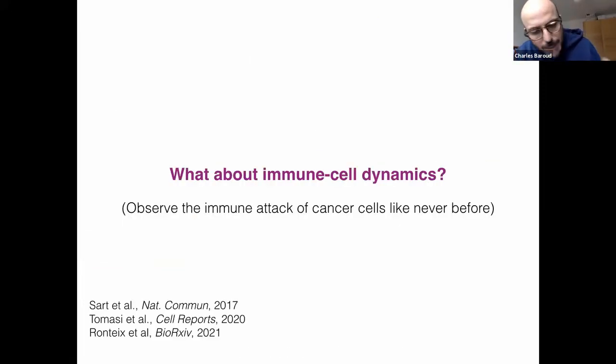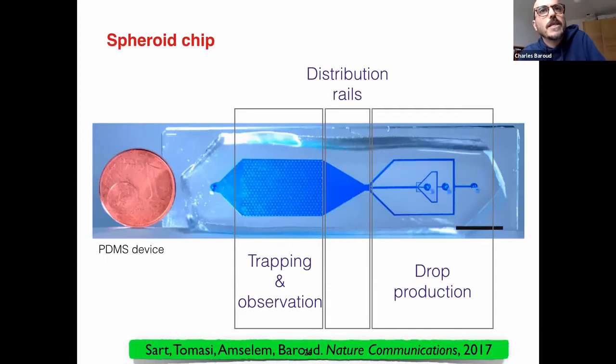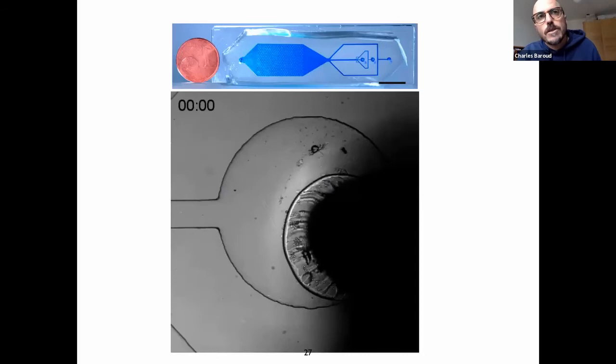So in my title, I promised to talk to you about immune cell dynamics. And so what I would like to show you now is much more recent work that we've been working on with cells on how to actually understand complicated collective behaviors of cells in these devices. So the way that we do this are devices that are a little bit different from what I showed previously, where there's a drop production region, some rails to distribute the droplets, and then a region for trapping the droplets and observing them downstream. So rather than explaining this in detail, I will show you another movie.